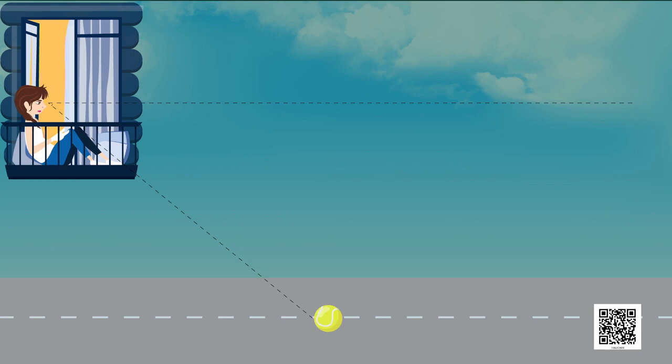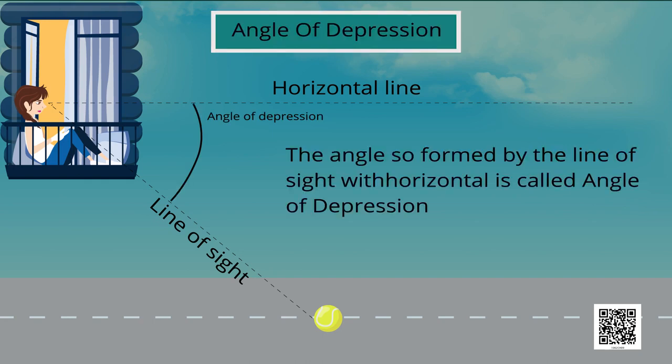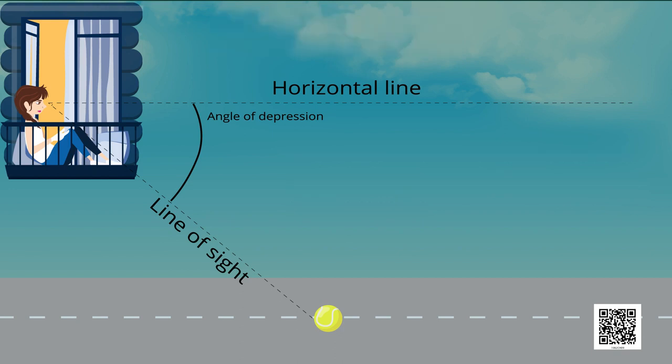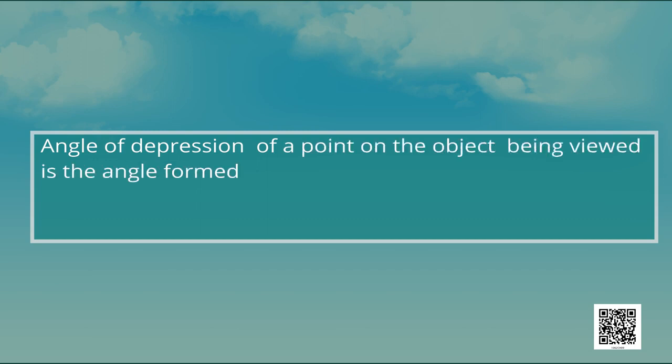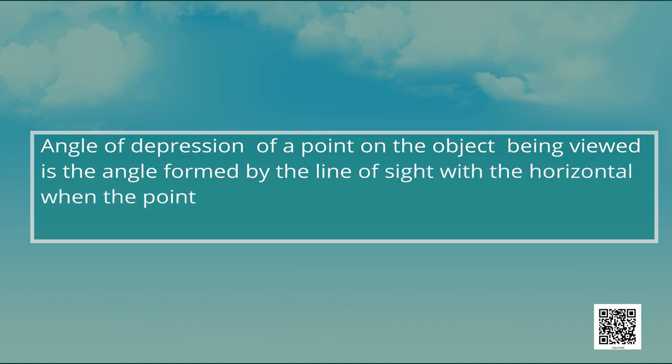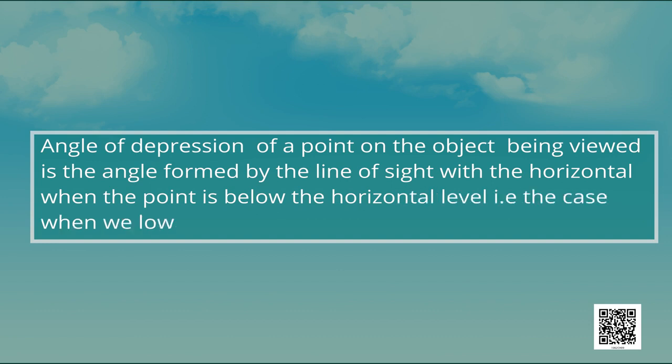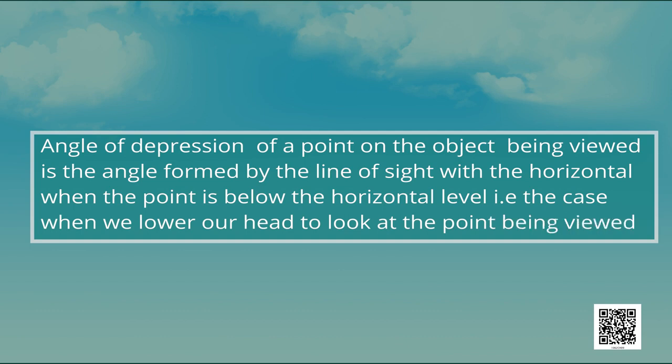Here the line of sight is below the horizontal line. The angle so formed by the line of sight with horizontal is called angle of depression. So we can say that angle of depression of a point on the object being viewed is the angle formed by the line of sight with the horizontal when the point is below the horizontal level. That is the case when we lower our head to look at the point being viewed.